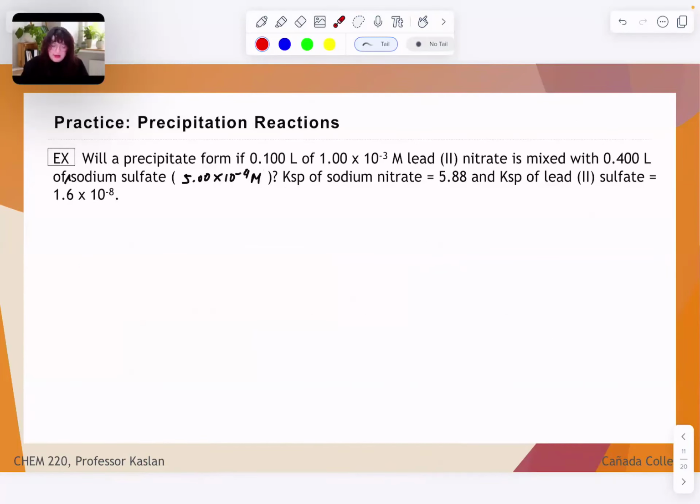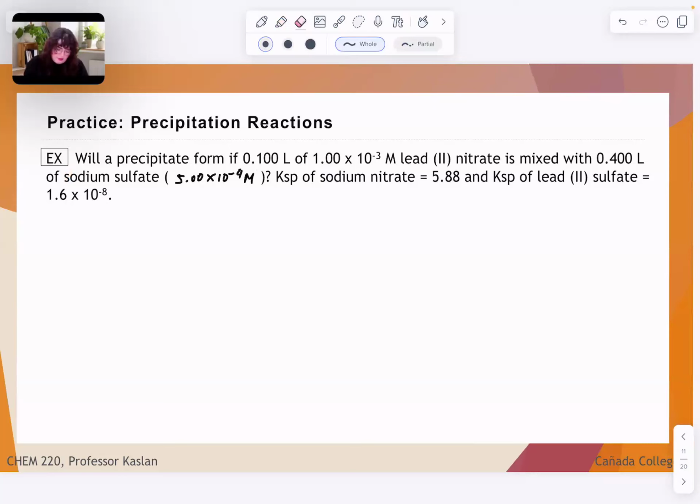So will a precipitate form if 0.100 liters of a 1.00 times 10 to the negative 3 molar lead(II) nitrate solution is mixed with 0.400 liters of a sodium sulfate solution whose molarity is given there, 5.00 times 10 to the negative 4. The Ksp of lead(II) sulfate is 1.6 times 10 to the negative 8. All right. This is a lot of information.